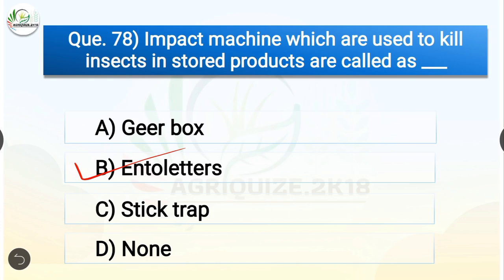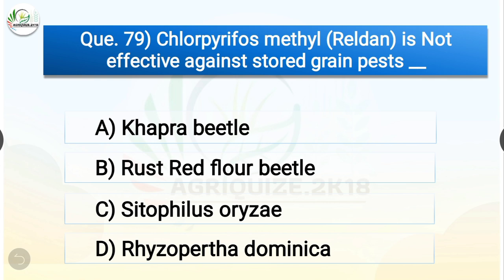Question number 79. Chlorpyrifos methyl is not effective against stored grain pest, which is dash. The options are khapra beetle, rust red flour beetle, Sitophilus oryzae or Rhyzopertha dominica. The correct answer is option D, Rhyzopertha dominica. So chlorpyrifos methyl is not effective against the stored grain pest Rhyzopertha dominica. Chlorpyrifos methyl is effective against stored grain pests like khapra beetle, rust red flour beetle and Sitophilus oryzae, except the stored grain pest Rhyzopertha dominica.